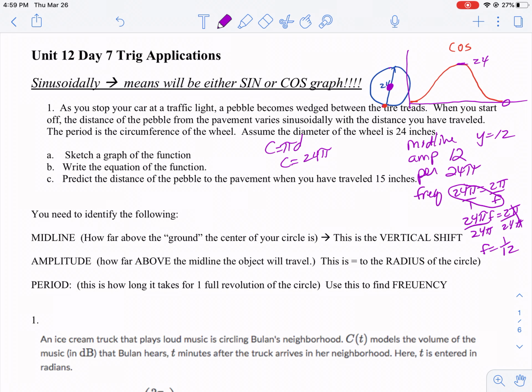So writing the equation, y equals, amplitude is 12. Because the cosine graph is upside down, we're going to make that a negative 12 for our equation. Okay, so negative 12 cosine frequency x plus midline. Predict the distance of the pebble to the pavement when you've traveled 15 inches. So it did say that the x was the horizontal distance. So we're going to fill in a 15. Now make sure, because these are trig equations, that your calculator is in radian mode.